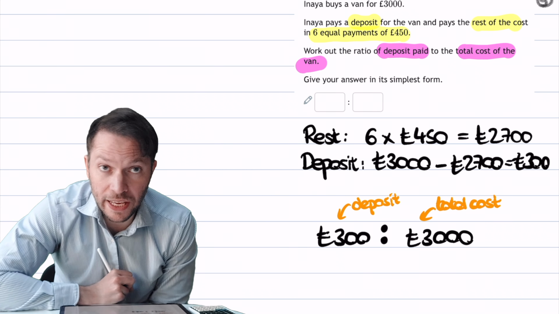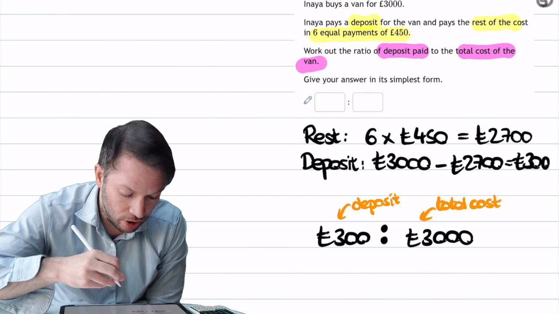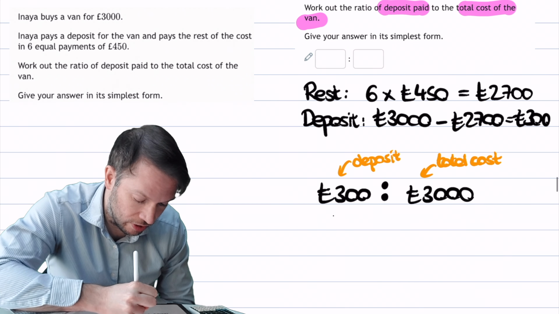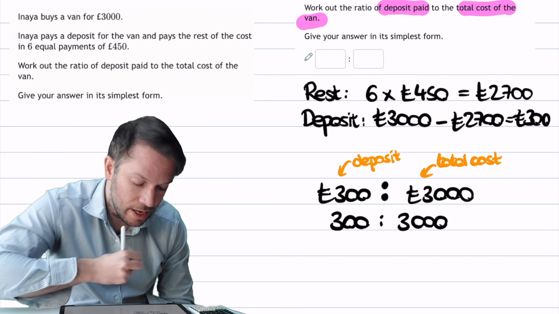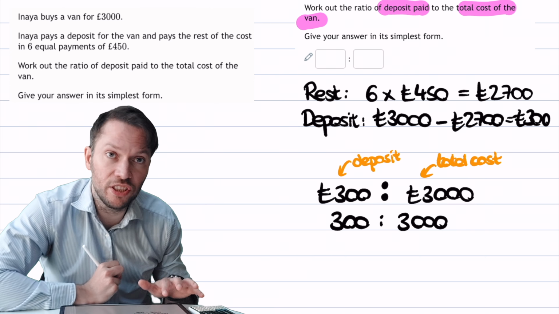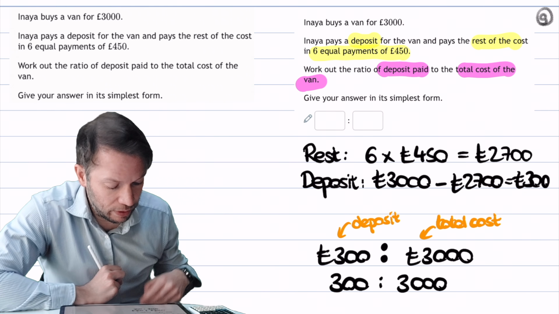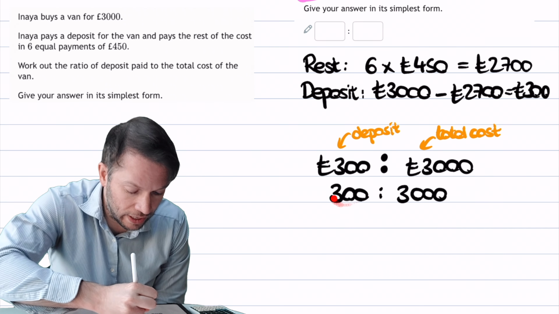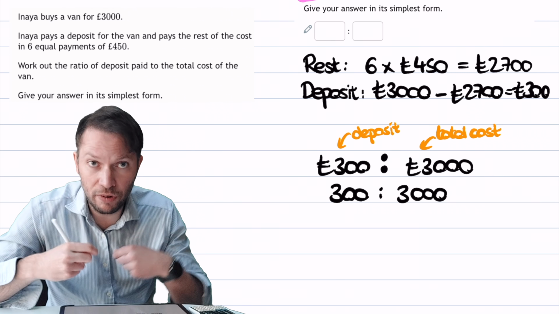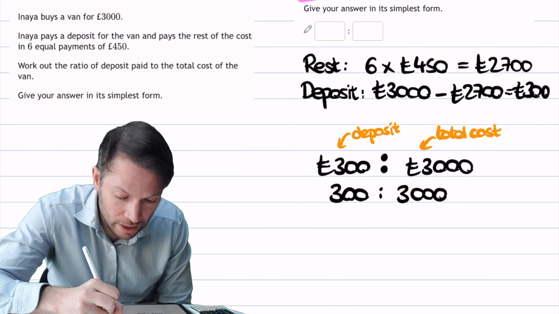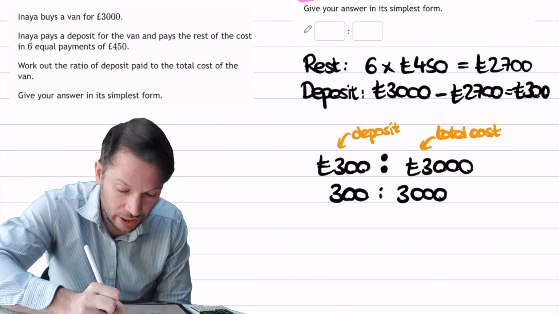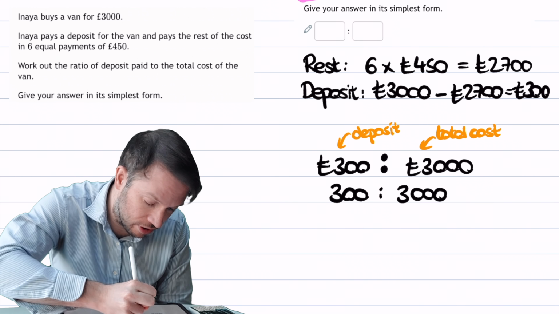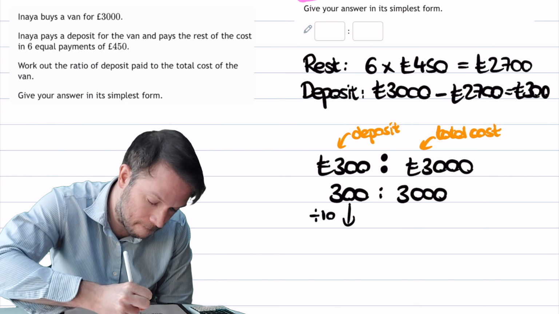Now, if we have the same unit on both sides of the ratio, we can just ignore those units. So we can just put 300 to 3,000 like that. And then we need to simplify the ratio. We simplify ratios in the same way we simplify fractions. So we can divide these numbers by the same thing to try and gradually get those numbers smaller. Now, I can see both of these numbers have a common factor of 100. So I'm going to divide them both by 100 to simplify this ratio.